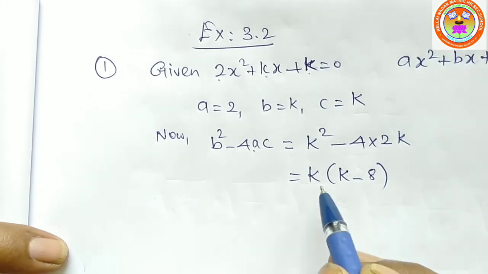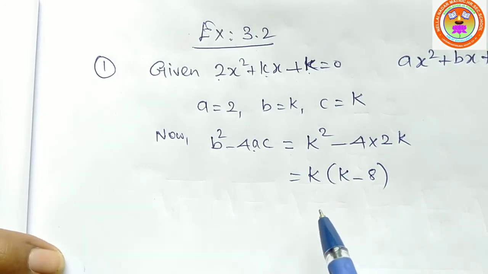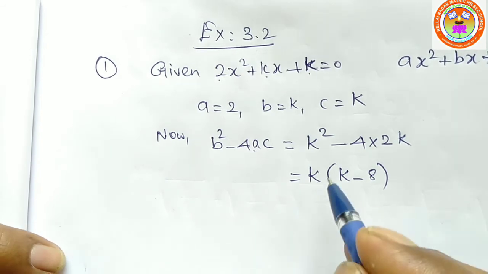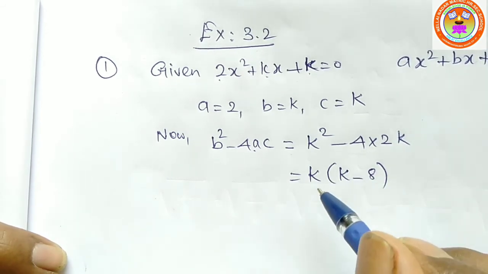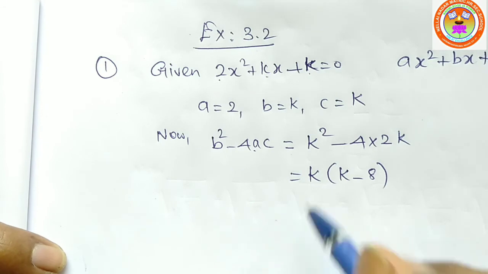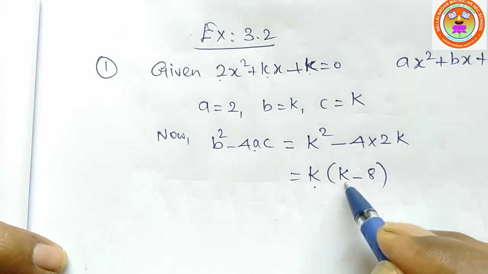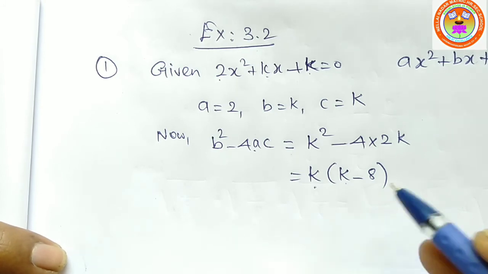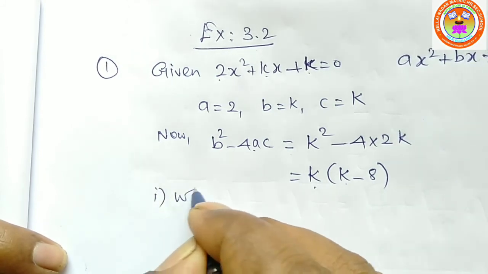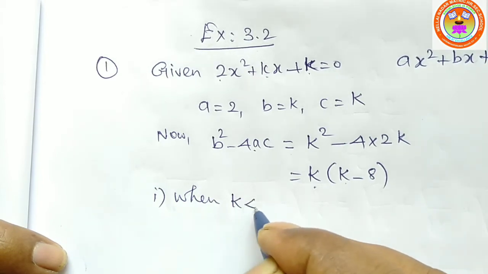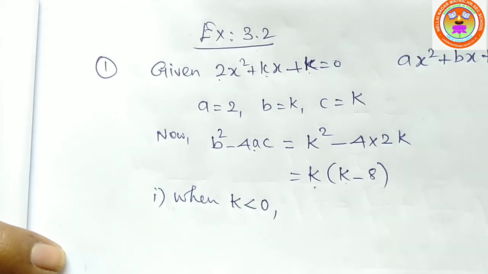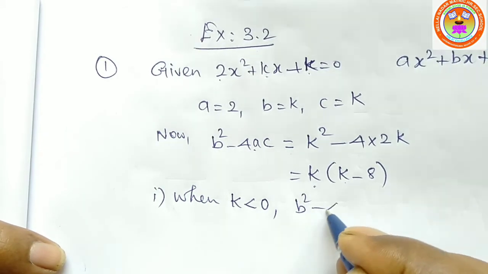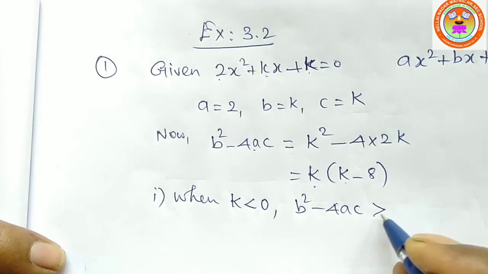Suppose k is a negative value, k is less than 0. For example, if we take k equal to minus 2, then minus 2 into minus 10 gives a positive value. That means when k is less than 0, k is negative, then b square minus 4ac is positive.